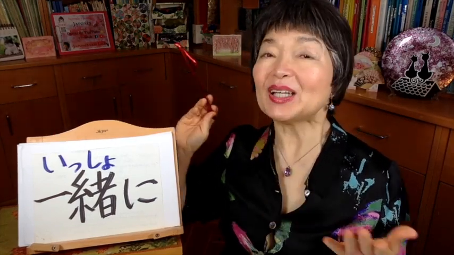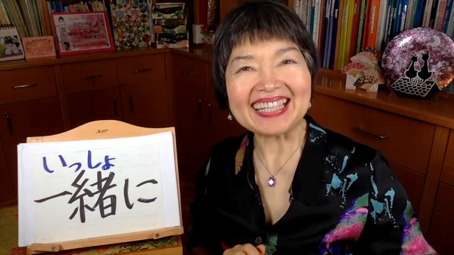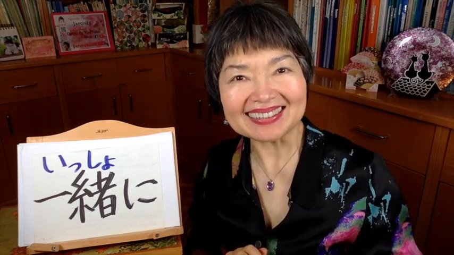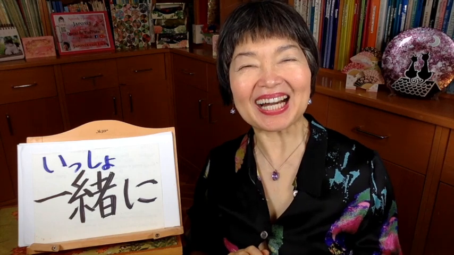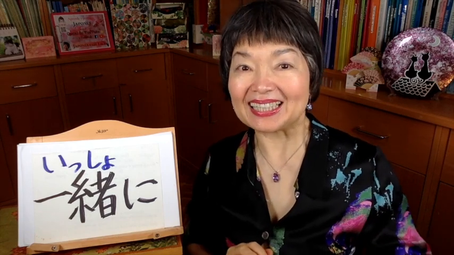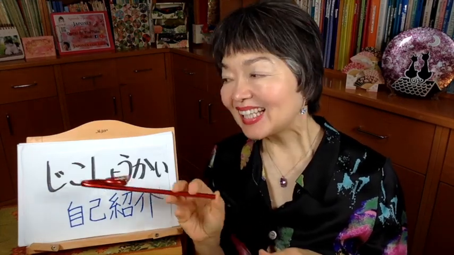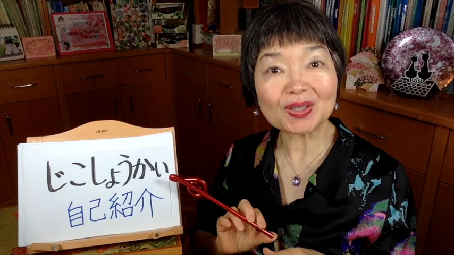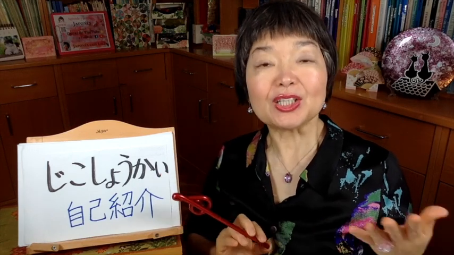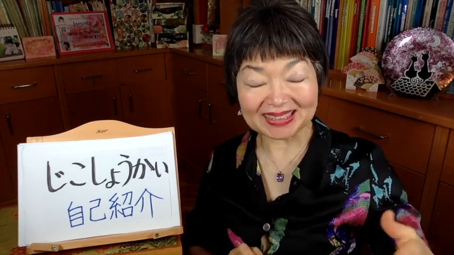一緒に. Because there's a small tsu, this is the jump sound. 一緒に means together with me. For example, 一緒に映画を見ませんか？ It means, why don't we watch a movie together?